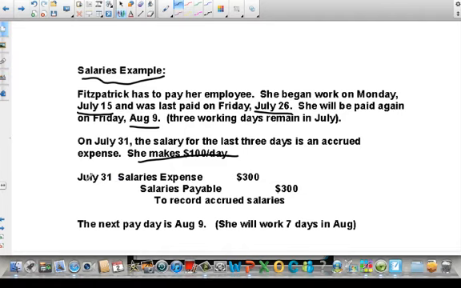So our journal entry, this is our adjustment or our accrual. We have an expense of $300 and we owe it. We're not paying the person. Remember, payday is not till later. And the next payday is August 9th. So that's the accrual. That's what we're focusing on right now.